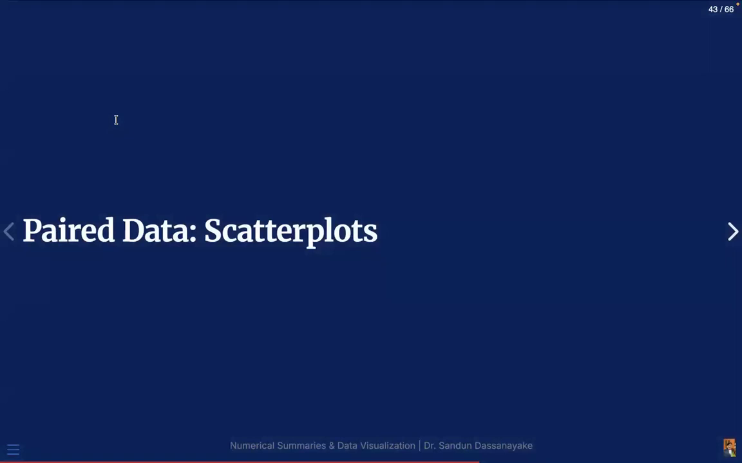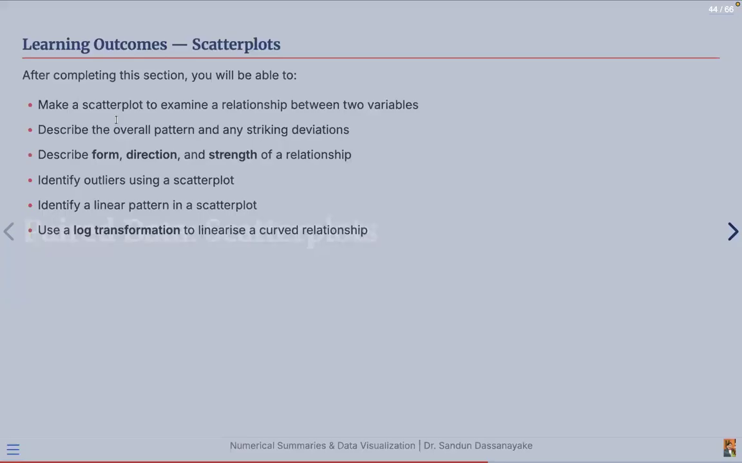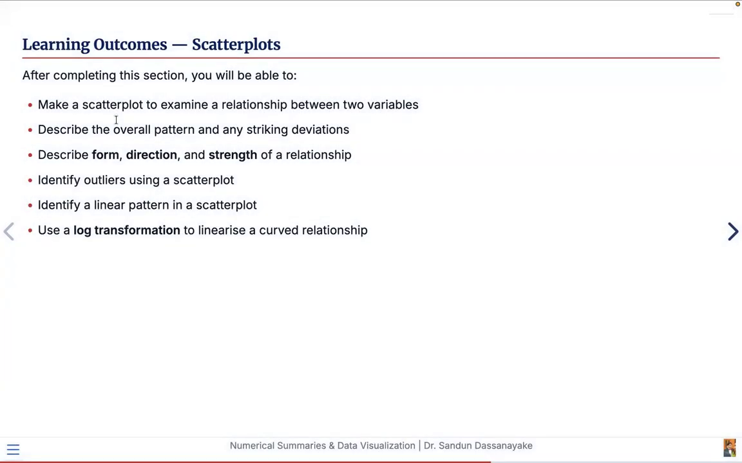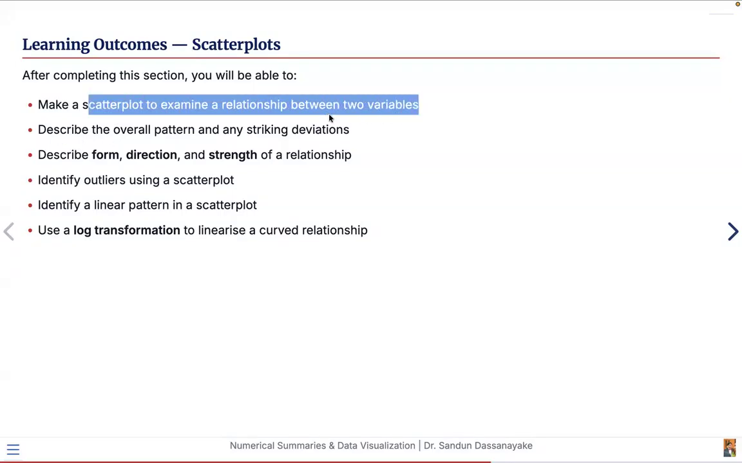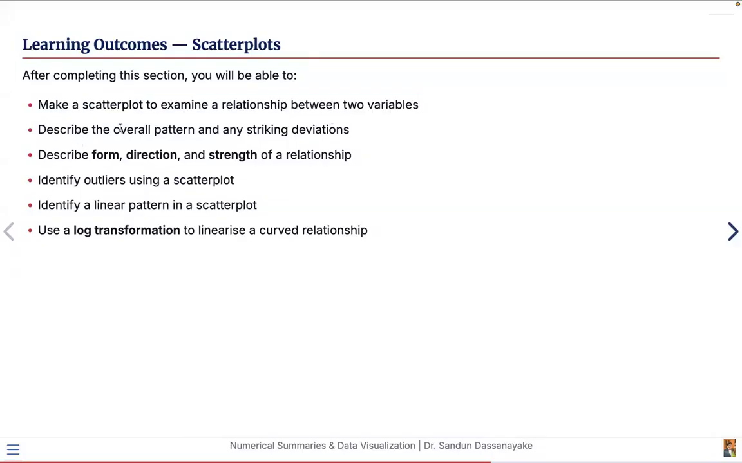Paired data scatter plots. We talk about correlation coefficients. We will talk about them in the coming lectures. To get these things, we have to draw scatter plots, right? So you will be able to make a scatter plot to examine a relationship between two variables, to describe the overall pattern and any striking deviations, describe the form, direction, and strength of a relationship, identify outliers using a scatter plot, and then why we need data transformations.